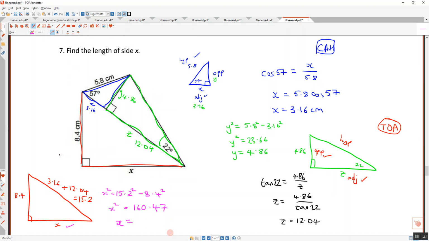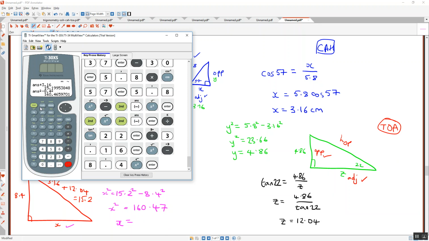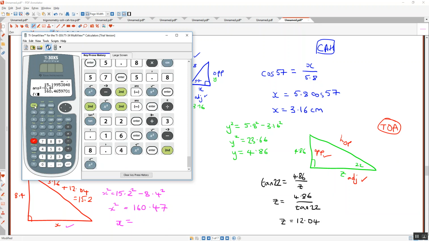Okay, but I use the answer in the calculator again to figure out the actual answer, okay? So square root of previous answer equals 12.6, and I'm going to round this to 2 decimal places, so 12.67.